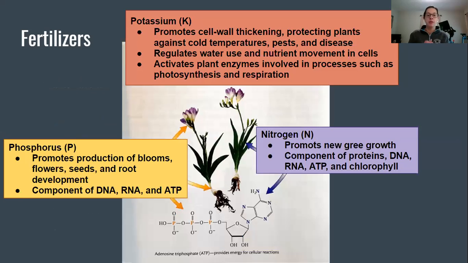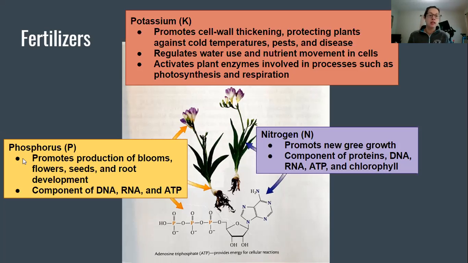So fertilizers have those three main ingredients. And like we said before, the different blends will cater to different crops. Potassium promotes cell wall thickening. It protects the plants against cold temperatures, pests, and disease. It will also regulate water use and nutrient movement in cells, and it will activate plant enzymes involved in processes such as photosynthesis and respiration.